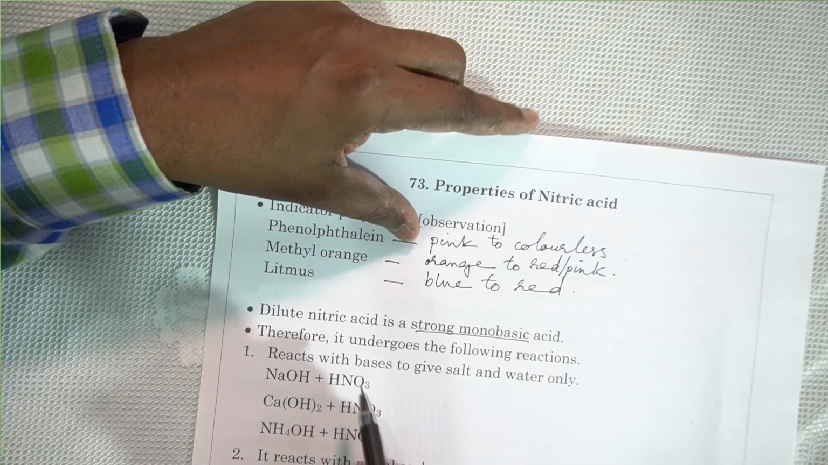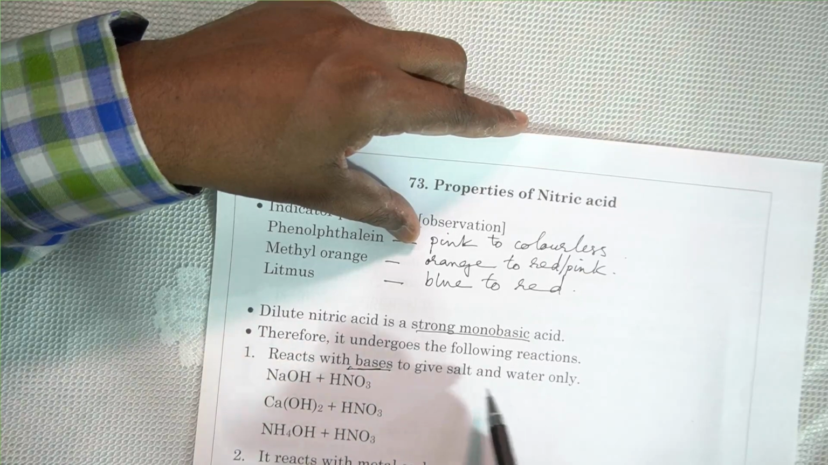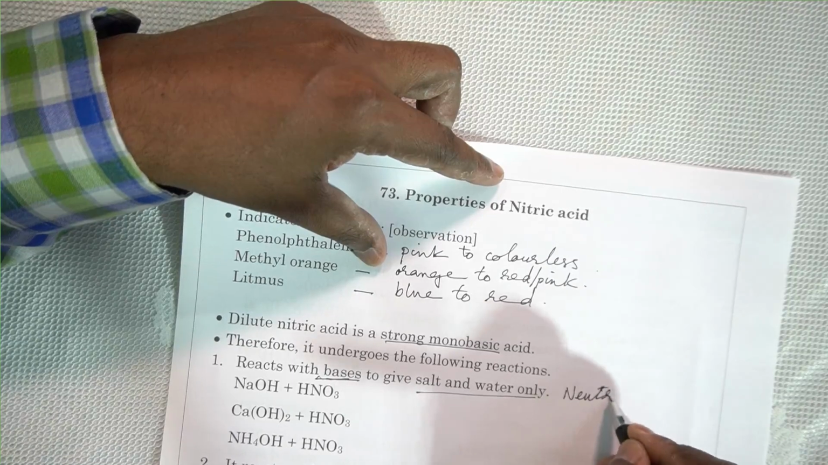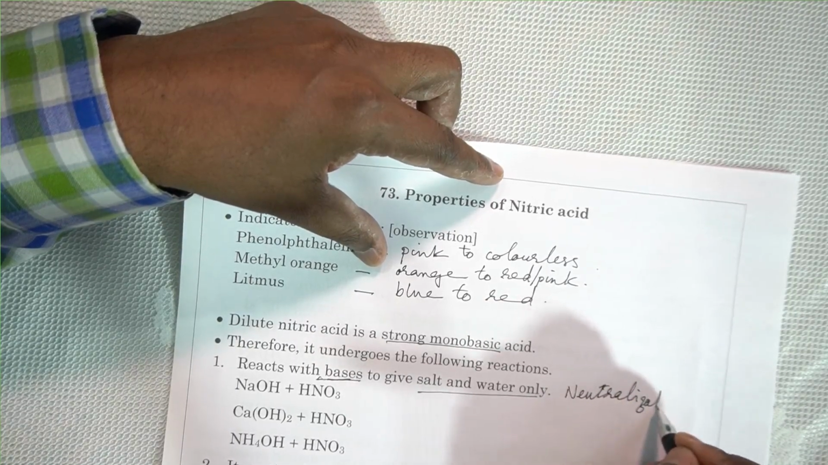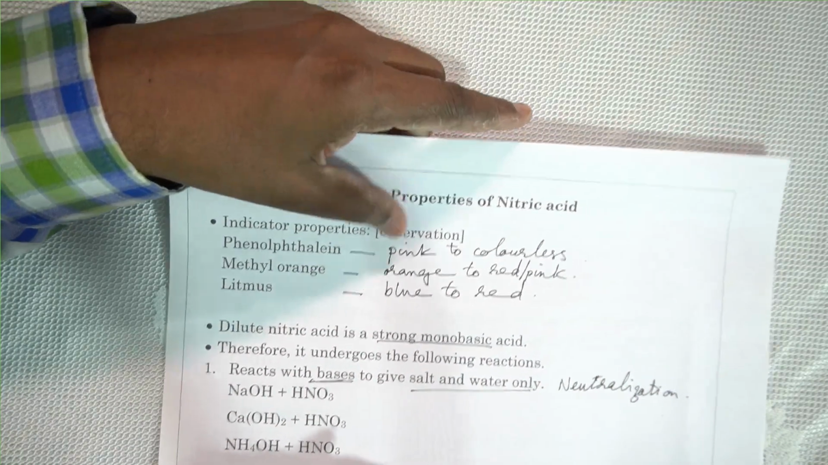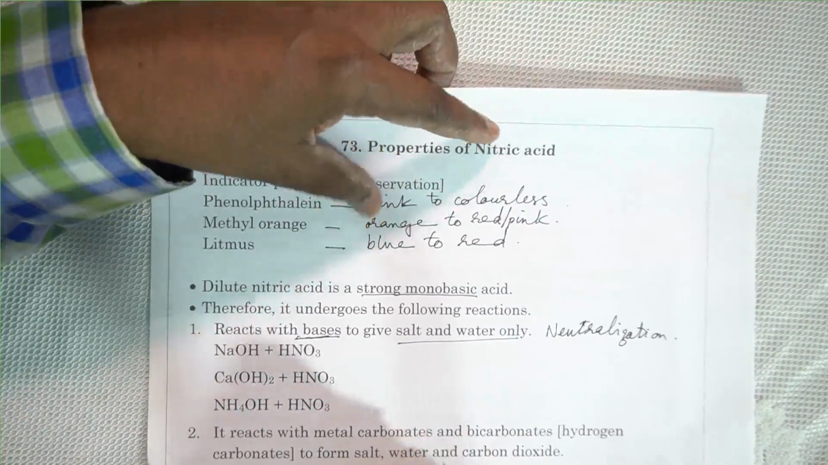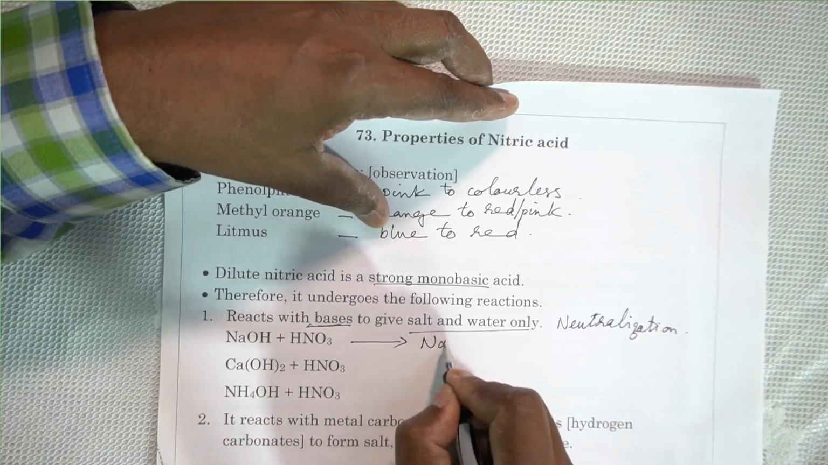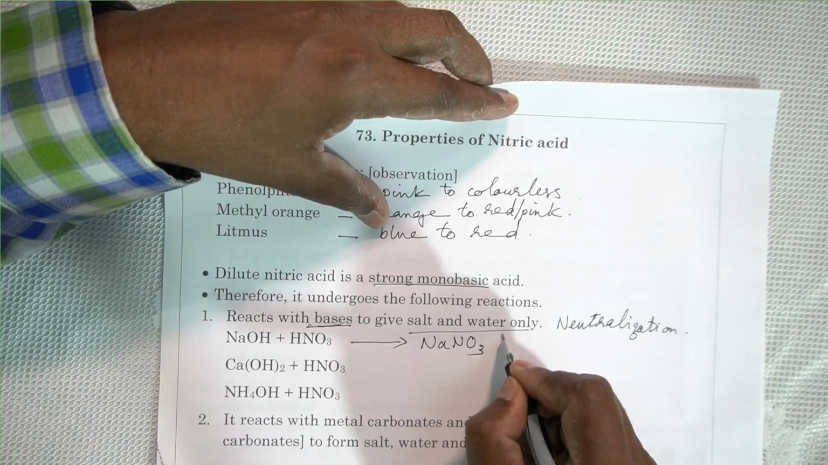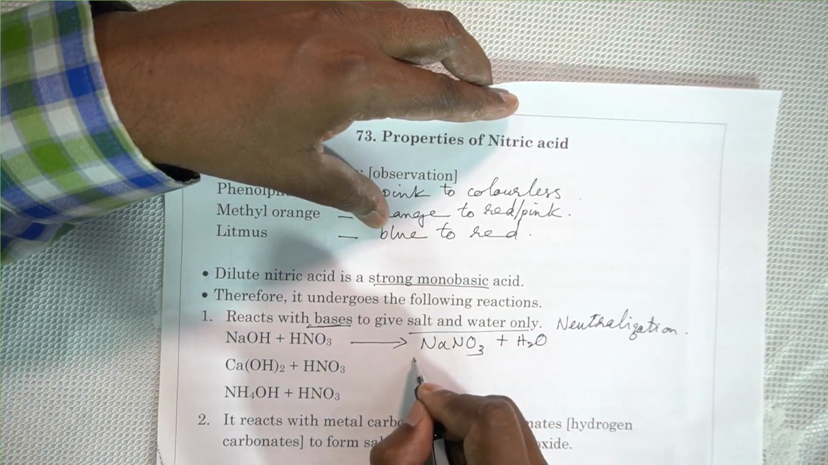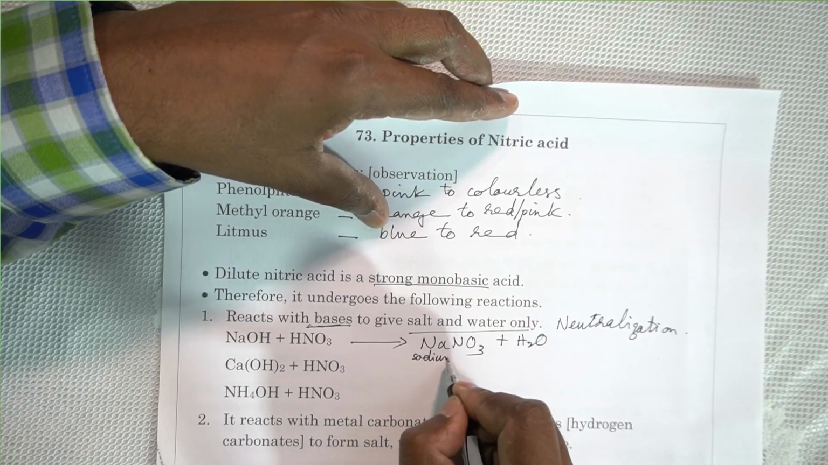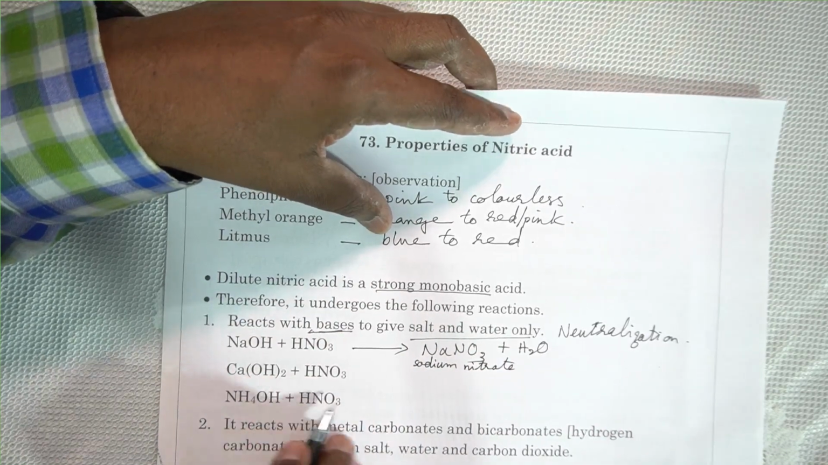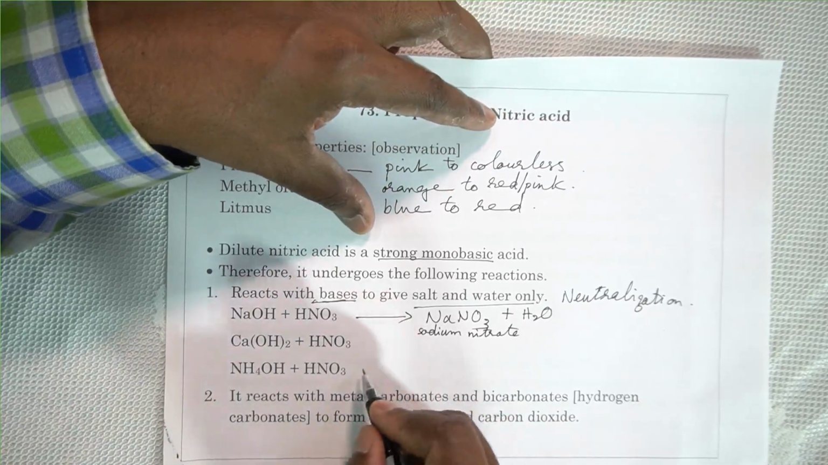First one is it reacts with bases to give salt and water only. This reaction is called a neutralization reaction. Example: sodium hydroxide, NaOH, plus HNO3 will give the salt NaNO3, sodium nitrate, and water, H2O. And the second one, calcium hydroxide, Ca(OH)2, reacting with HNO3.